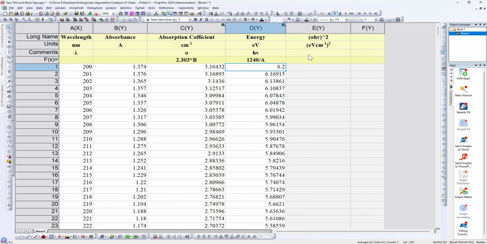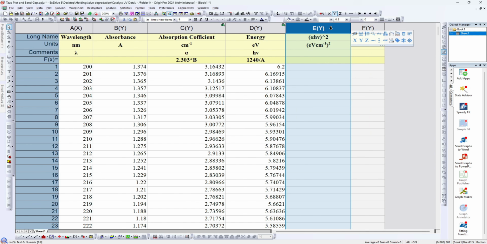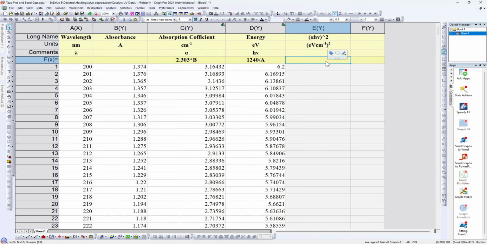Now we have the values, and after that, this equation is for the direct band gap, where in column E we have alpha h nu whole square. To calculate it, we have to multiply alpha into h nu. To calculate it, we apply a formula: column C multiplied by column D, alpha into h nu, and just add a square.